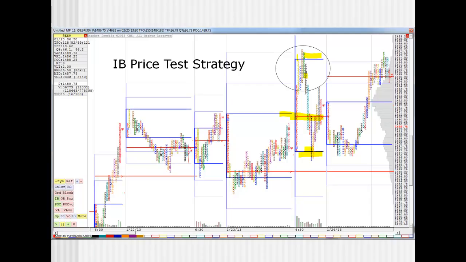What happens to price when it gets to an IB level and it tests that IB level, and at what point do you come in and realize that the two tests have failed and it's time to take a directional trade based on behavior of price vis-a-vis the initial balance parameter, be it an initial balance high, an initial balance low, 150%, or 200%.